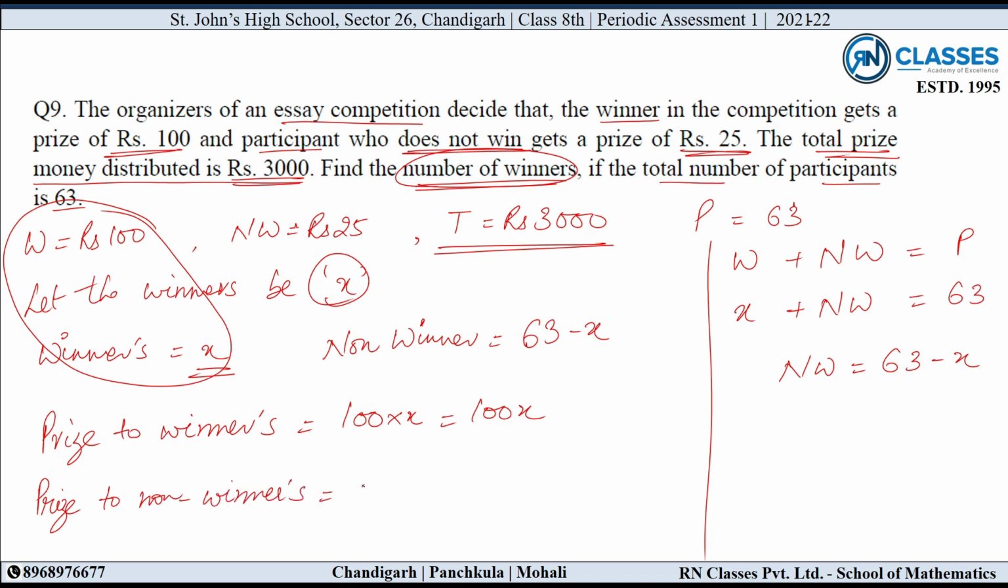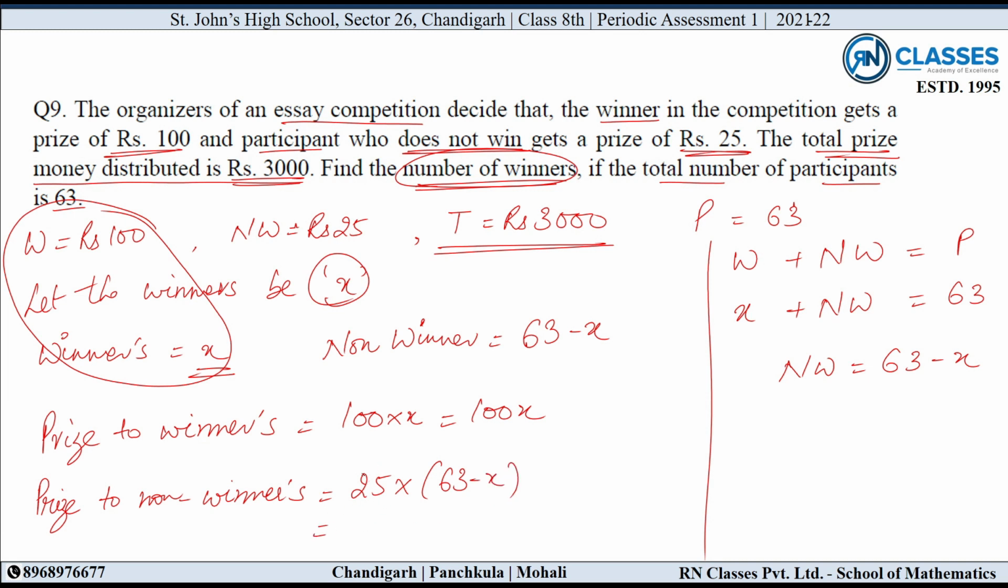Right? Now, if there is one non-winner, then the amount would be 25 into 1. If there are 10 non-winners, then the amount would be 10 into 25. If there are 50 non-winners, then it would be 50 into 25. Now, how many non-winners we have? 63 minus x. So, the prize money to the non-winners would be 25 into (63 minus x). We can solve it over here.